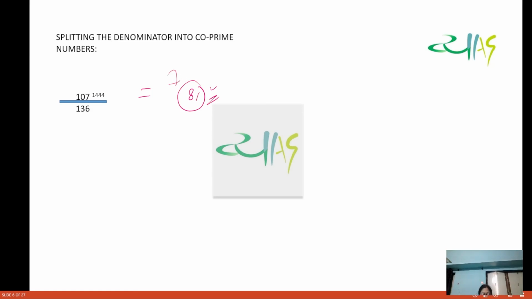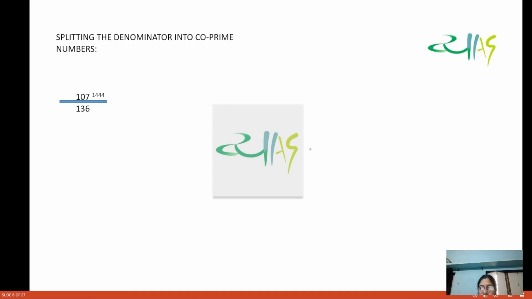So this was a very lengthy question. Just try to break it down and do this. Sometimes the question will be simpler than this, and they will be given a composite number. So still you can split it into co-prime numbers. And you know, co-prime numbers are those numbers that do not have any factor in common.